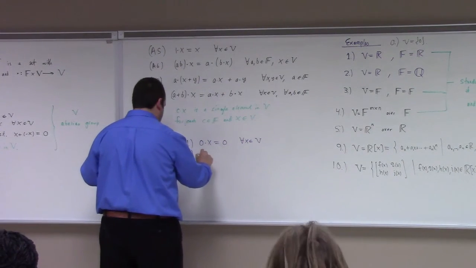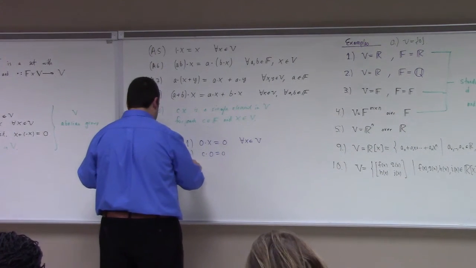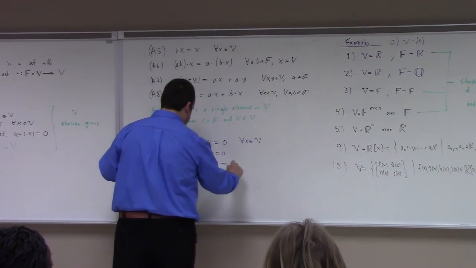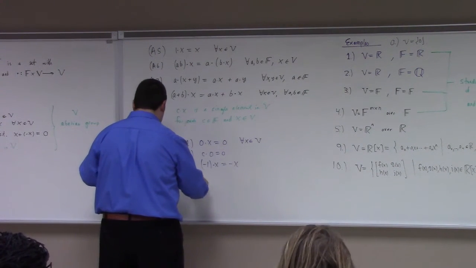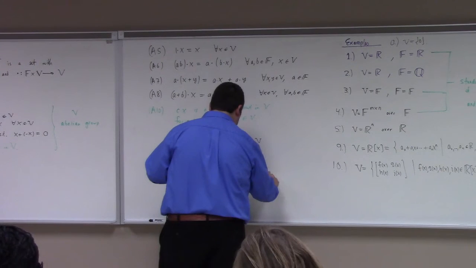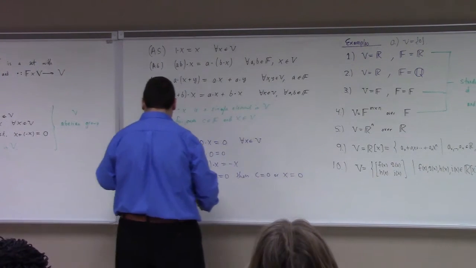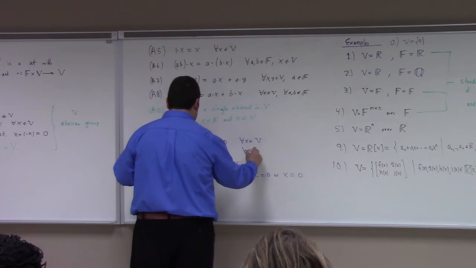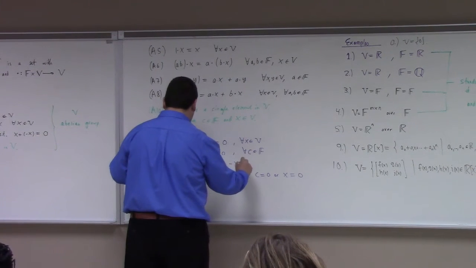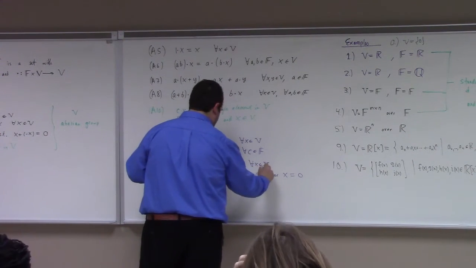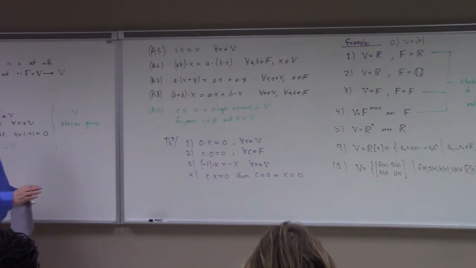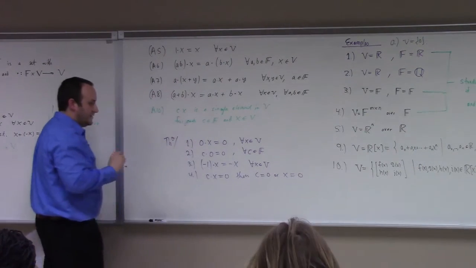2, c times 0 is equal to 0. 3, these were not axioms, but these are true for arbitrary vector spaces. And 4, if c times x is equal to 0, then c is equal to 0 or x is equal to 0. This is for all. I can't tell you the number yet, but this is one of the theorems that'll be in the notes. So 0 times any vector is the 0 vector.